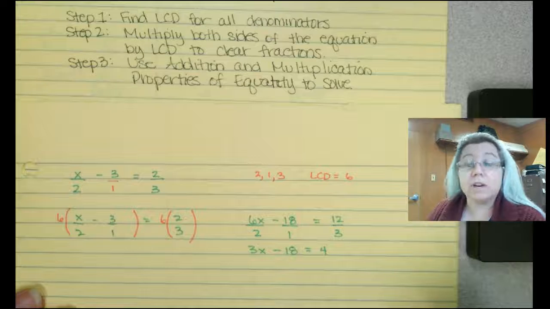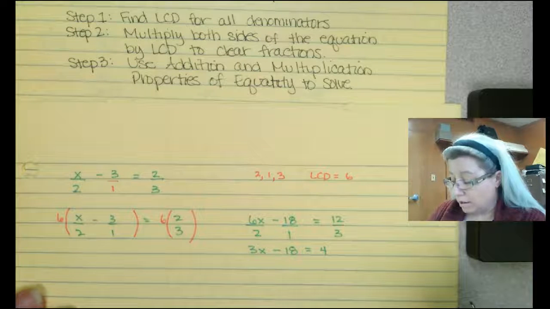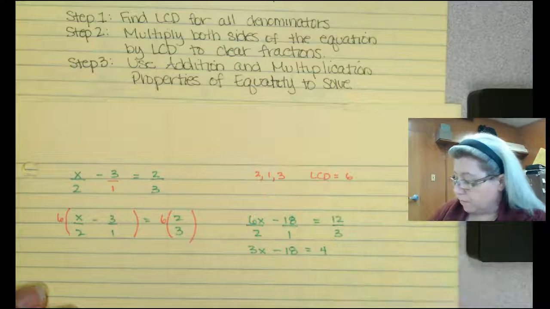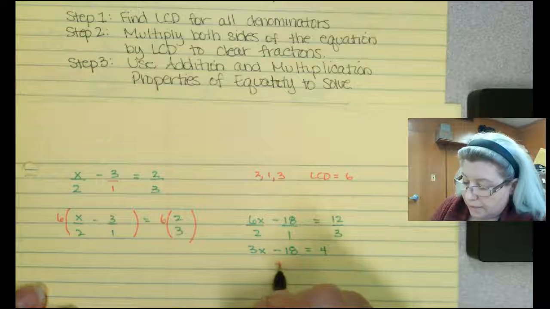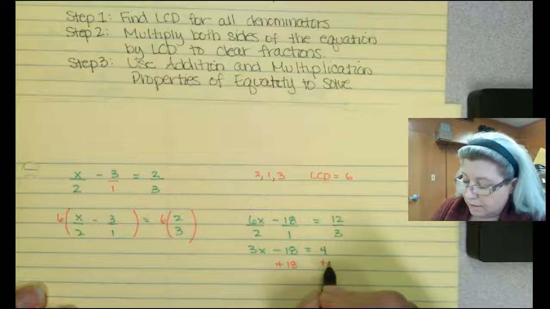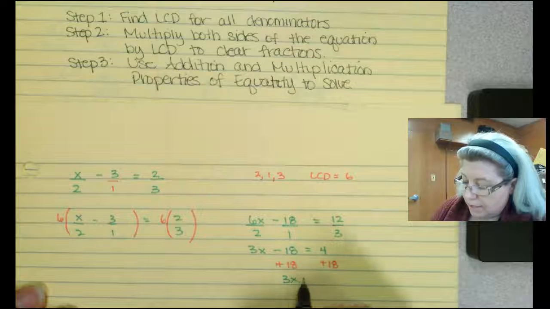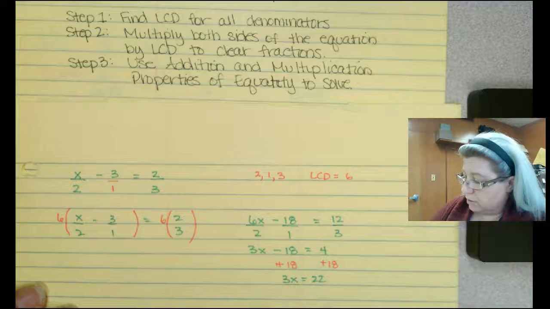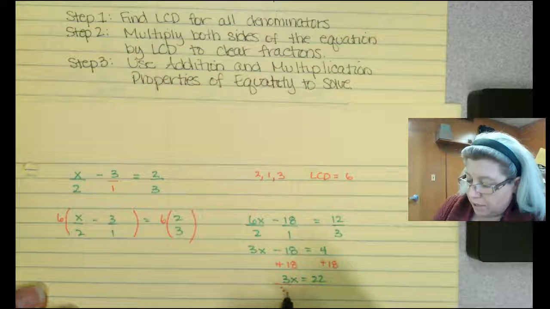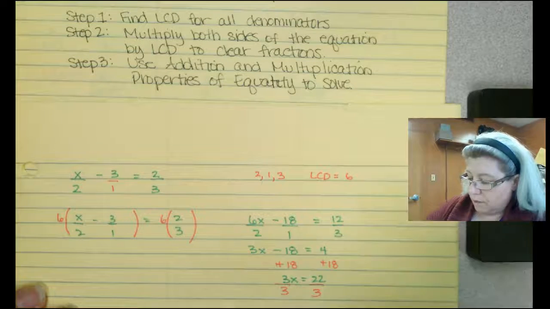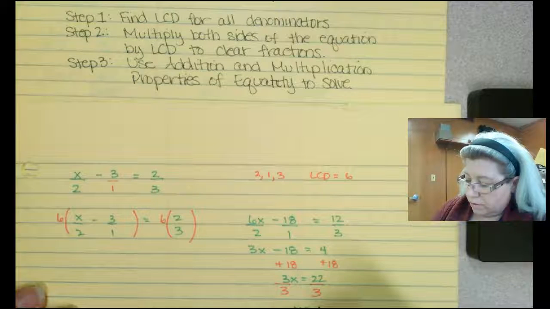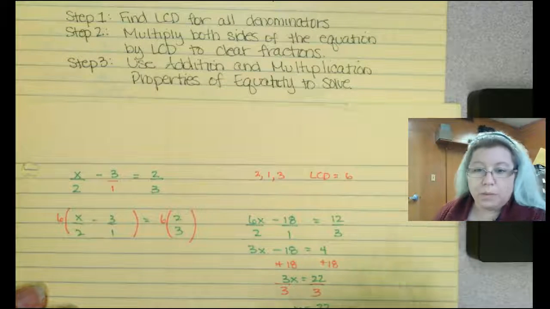Step 3, we're going to use our addition and multiplication properties of equality to solve for our variable. Plus 18. 3x equals 22. Divide each side by 3. x equals 22 over 3.